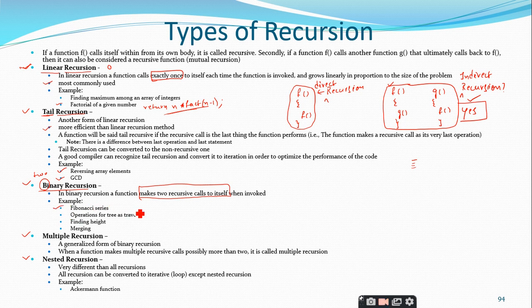For example, Fibonacci series, a very familiar example. In order to find the new term, we will call the Fibonacci function two times in the same statement with n minus 1 and n minus 2 values. Since you are calling it two times, this is an example of binary recursion. Similarly, finding the height of a binary tree and tree traversal operations all come under the category of binary recursion. These are all terms related to data structures, which you will come across in the data structures concept.